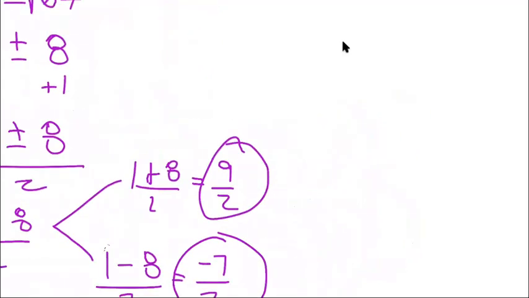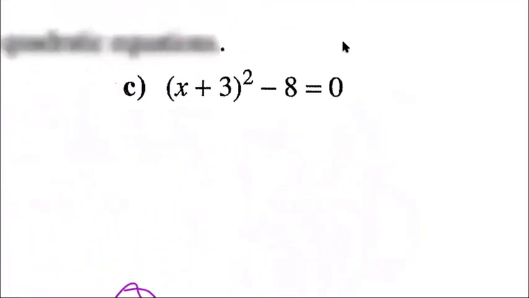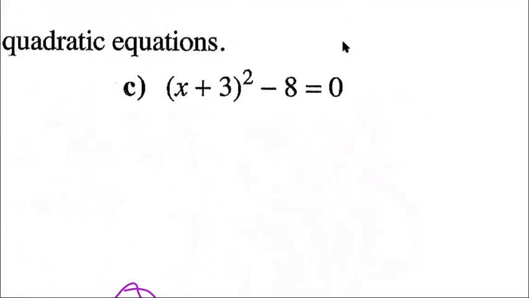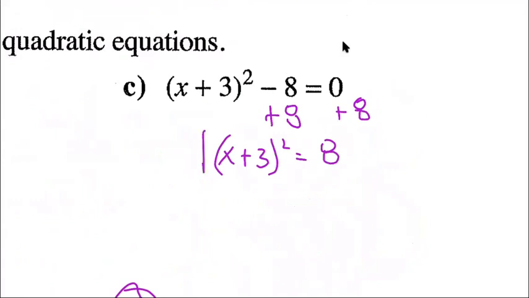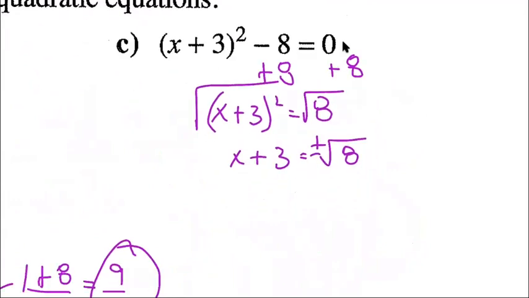And then one last example. x plus 3 squared minus 8 is equal to 0. I'm going to add 8 to both sides. That gives me x plus 3 squared is equal to 8. I'm going to square root both sides. Gives me x plus 3 is equal to the square root of 8 plus or minus, which I also know is plus or minus 2 root 2.